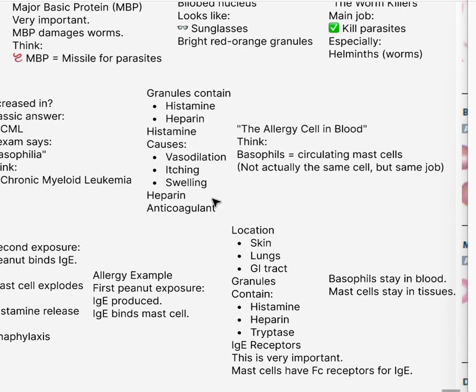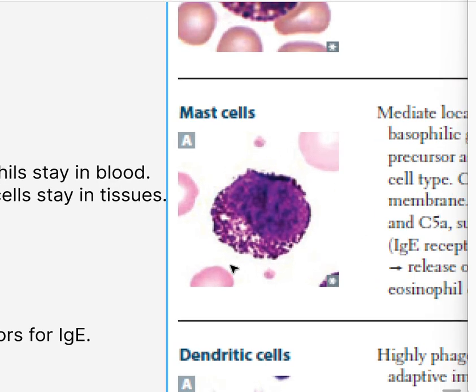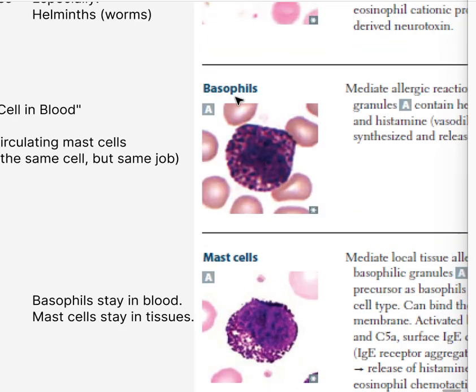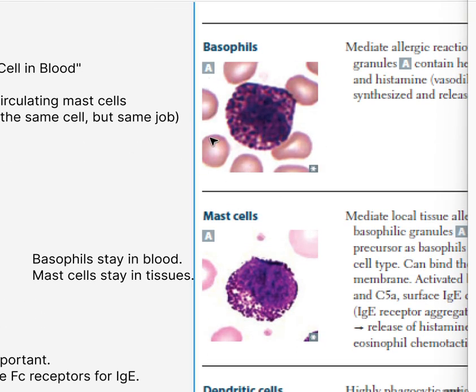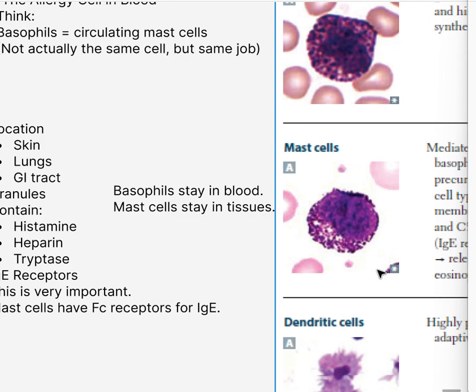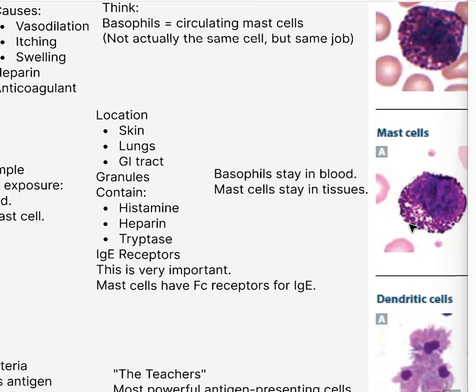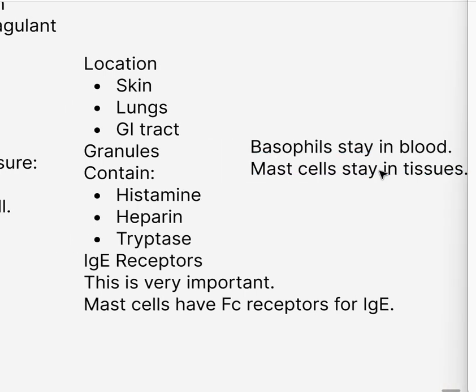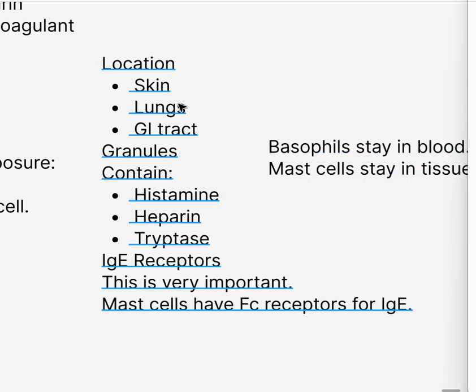Then we move on to mast cells, right? So this is our mast cell. To remember which ones are basophils and which ones are mast cells, remember that the basophils stay in the blood, but the mast cells reside in the tissues. They are present in the skin, lungs, GI tract. The basophils stay in the blood, and mast cells stay in tissues. They're located in the skin, lungs, and GI tract.